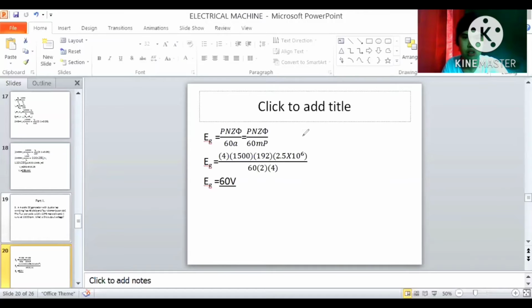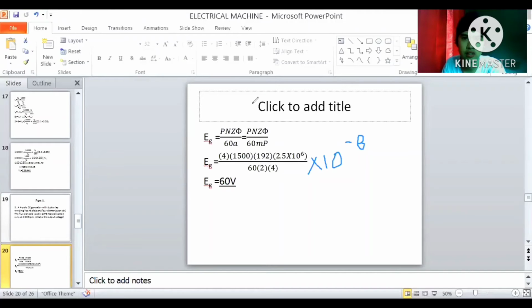Times 10 to the negative 8, convert it. So 4 times 1,700 times 192 times 2.5 times 10 raised to 6 over 60 times 4 times 10 to the negative 8. So EG equals 60 volts. Correct. 60 volts.